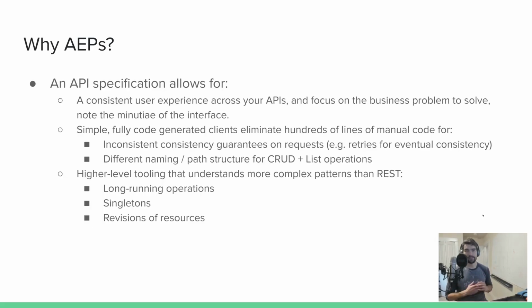So I wanted to dive a little bit more into why we're making the AEPs. A lot of us are really passionate about this idea of an API specification, something that helps eliminate a lot of the inconsistencies that we've seen in REST APIs. So things like consistency guarantees around the actual request, structure around the paths, the naming, how you expose those CRUD operations, and the types of fields that these operations support.